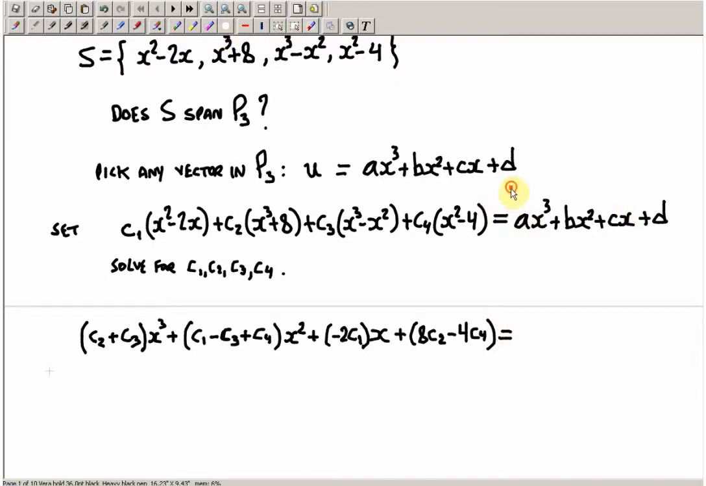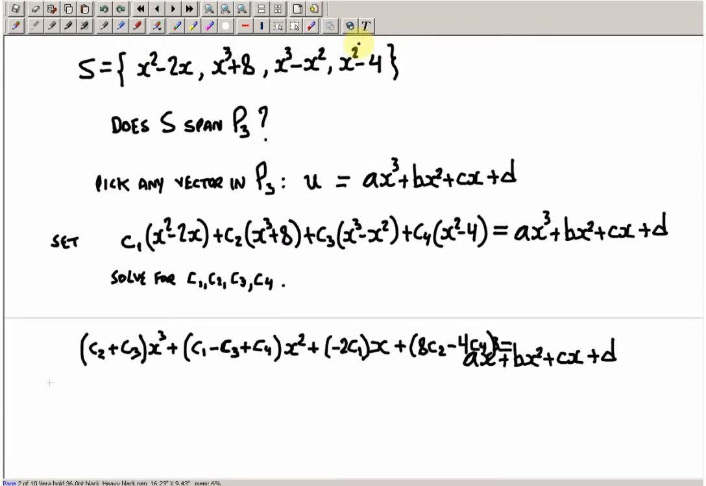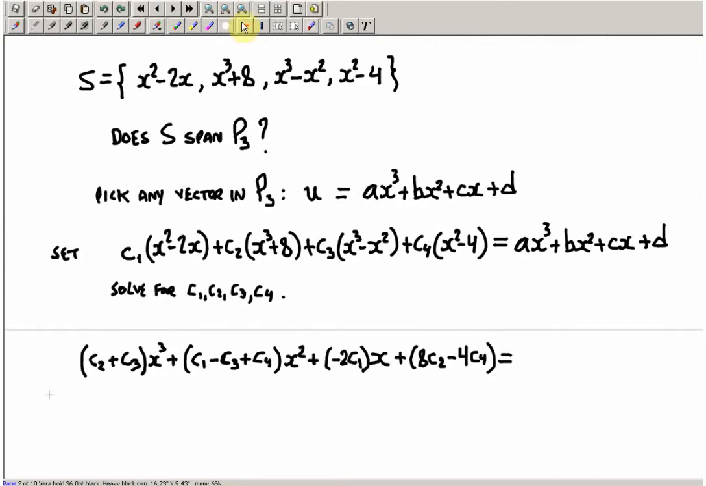Let me copy that here. Oops. It didn't work fine here. Alright. Let's try again. Copy that and then paste it here. There we go.